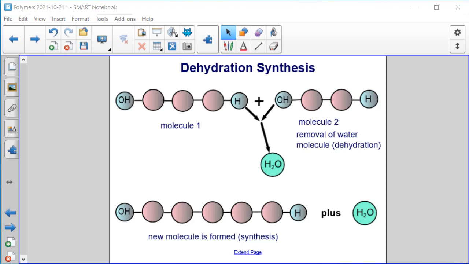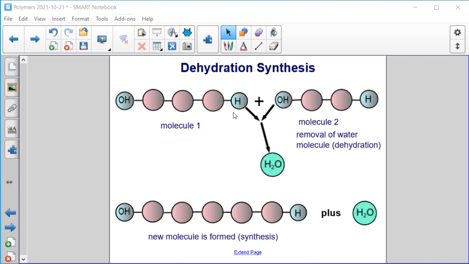All right, here is a visual for dehydration synthesis. So remember, to dehydrate is to remove water. We have two monomers here. We'll call one molecule 1 and the second molecule 2. The end of molecule 1 has a free hydrogen, and the end of molecule 2 has this free OH group.